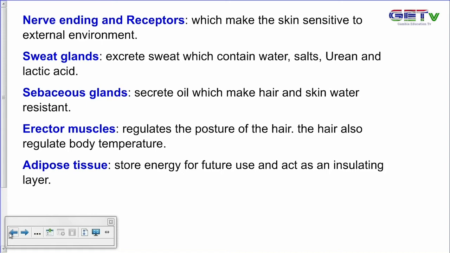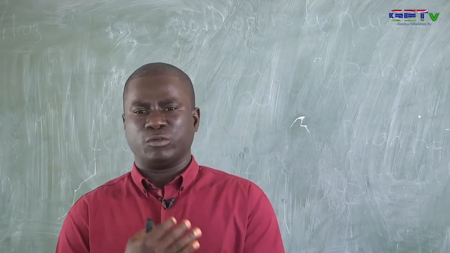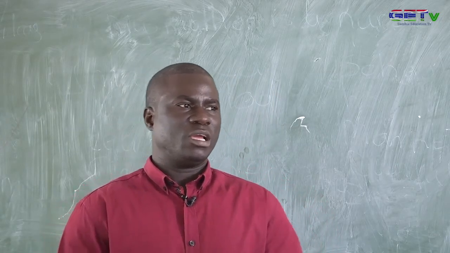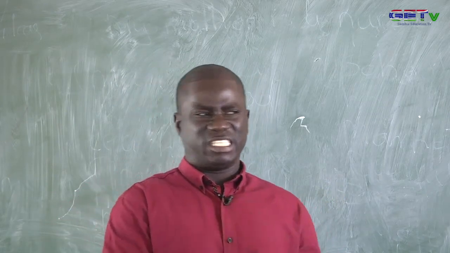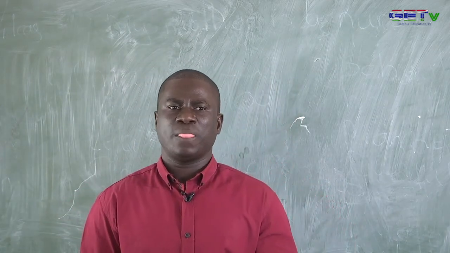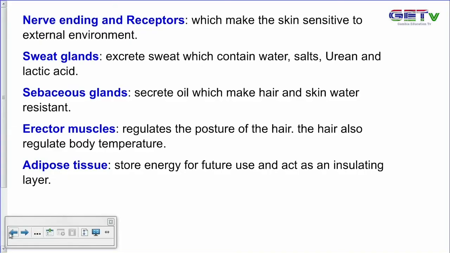And also we have what you call nerve endings and receptors. They make the skin very sensitive. Like for instance, when somebody touches you, you are able to feel that you have been touched by somebody. The nerve endings and receptors are very sensitive to what? To the external environment. Okay? And also we talk about the sweat glands. What do these sweat glands do? They excrete urea, they excrete water, and what? Lactic acid. So these are some of the substances that are excreted from the sweat gland. And the sebaceous glands secrete oil, which makes the skin water resistant.